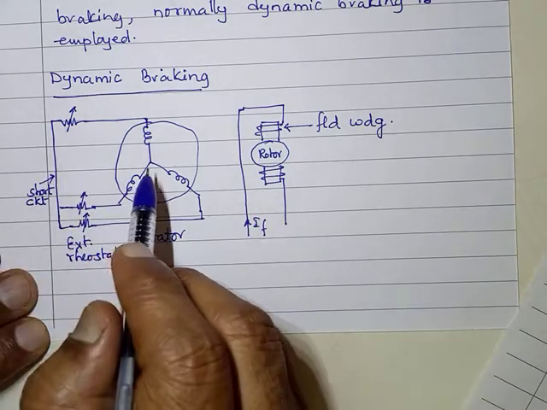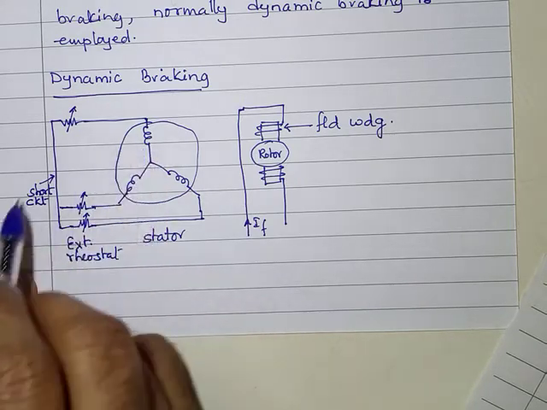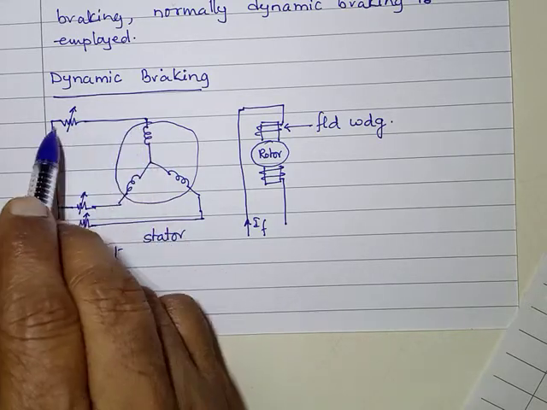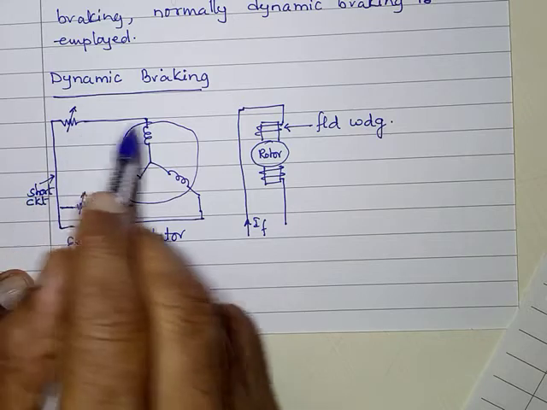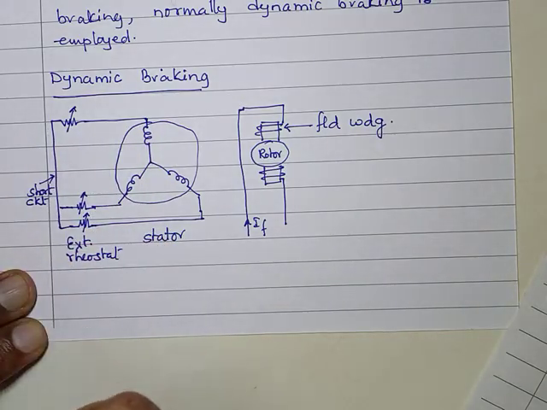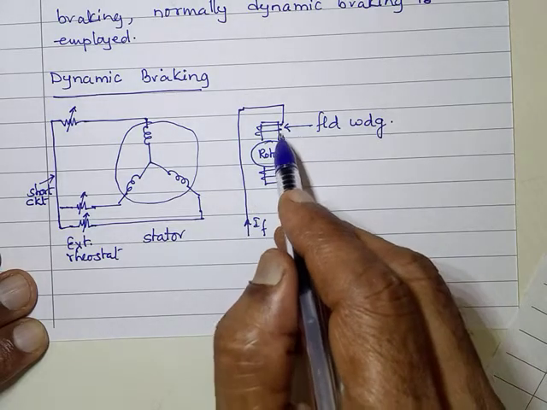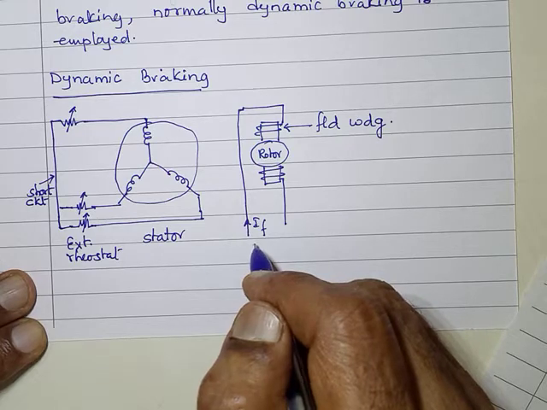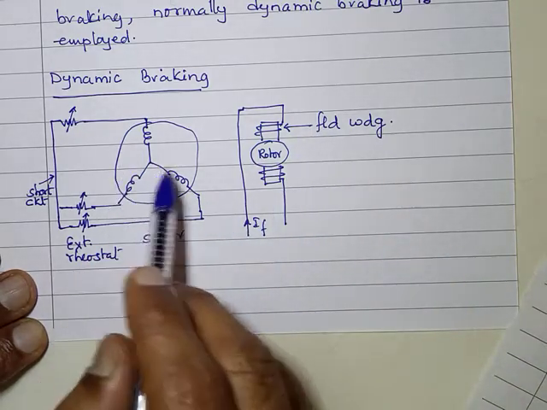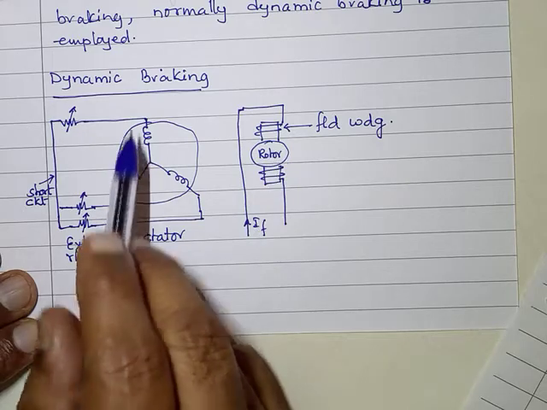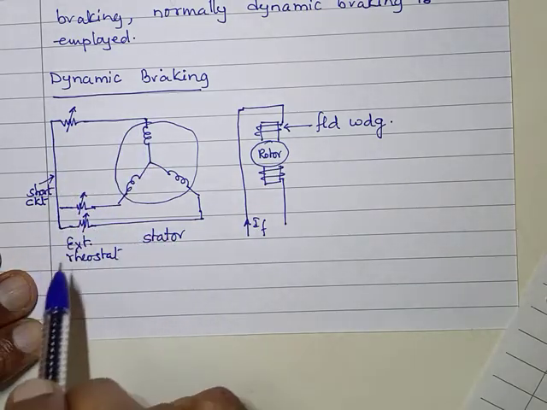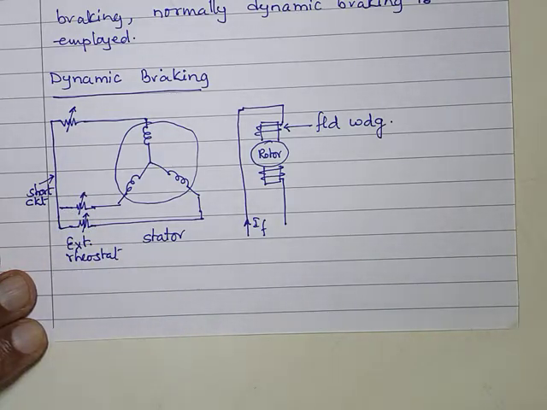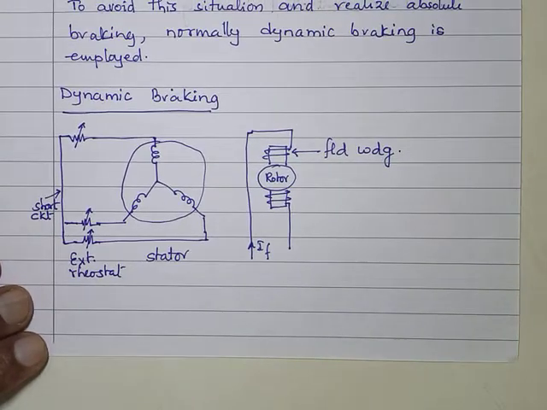Now during braking, the supply to the stator is cut off. The stator windings are shorted. Can you see? The stator windings are shorted. And the rotor current IF is controlled. So we have the stator, we have the rotor, stator windings shorted with additional external rheostats if required.